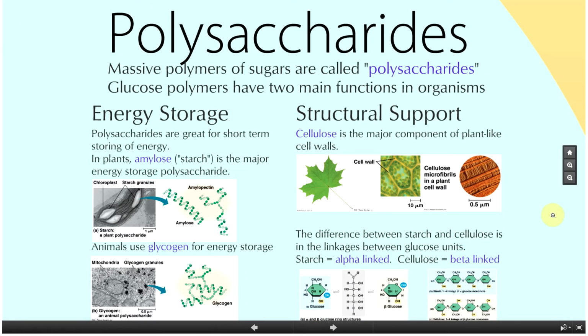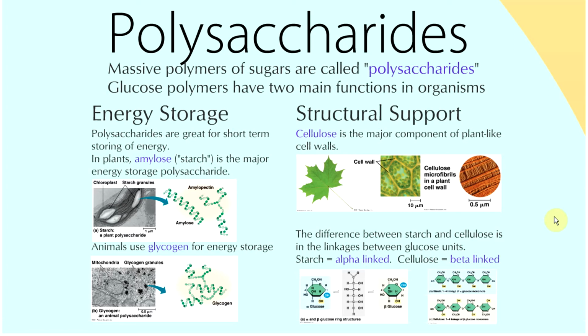Okay. If we're linking many sugar monomers together, we create what's called a polysaccharide. Poly means many, so this is the polymer for a carbohydrate. We have two polysaccharides that are used for energy storage: amylose, or starch, which is found as the energy storage molecule in plants, and glycogen, which is found as the energy storage molecule in animals.